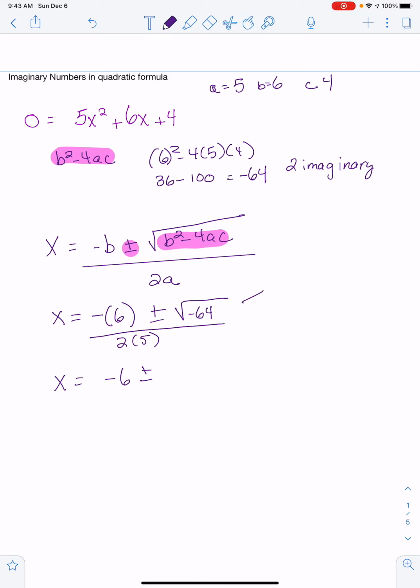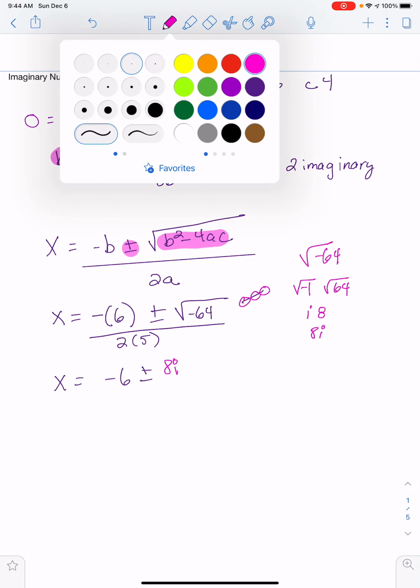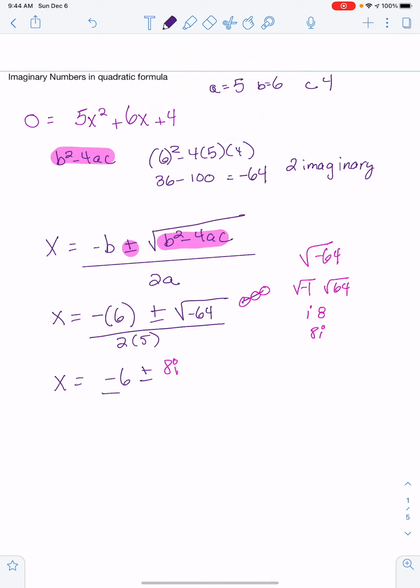Remember, I'm going to step aside and do some calculation on this. So what is the square root of negative 64? Well, it's the square root of negative 1, and 64 is a perfect square. So that's going to allow me to just write it as i and 8, and we're going to write that as 8i. So that would be plus or minus 8i, and that's where that came from. And then we're going to divide by 10.